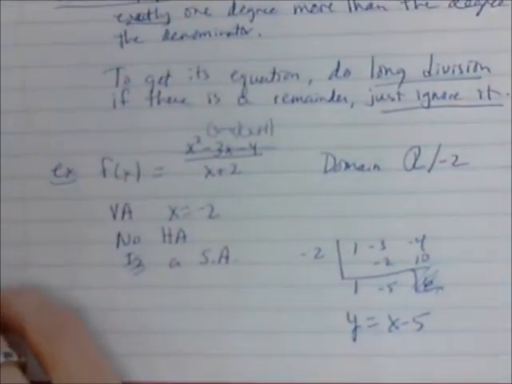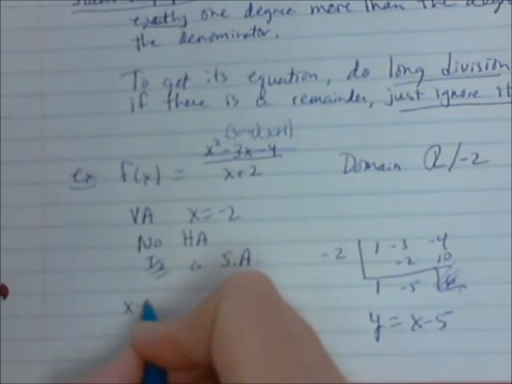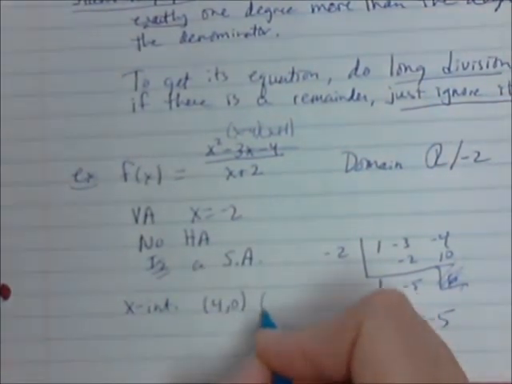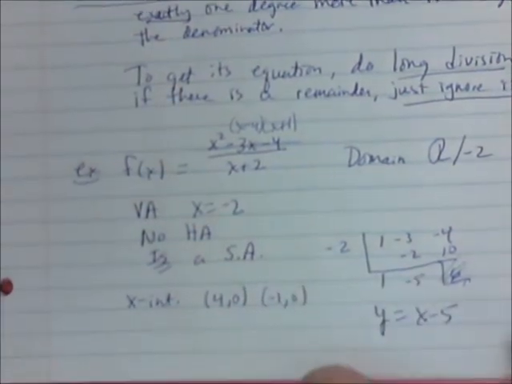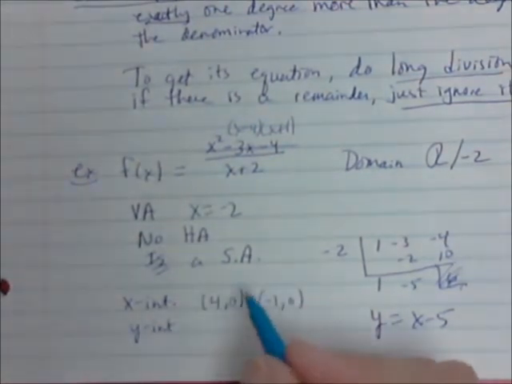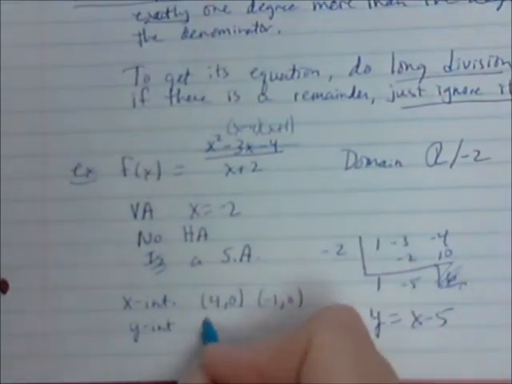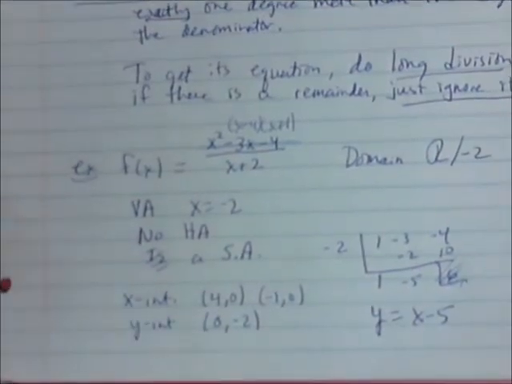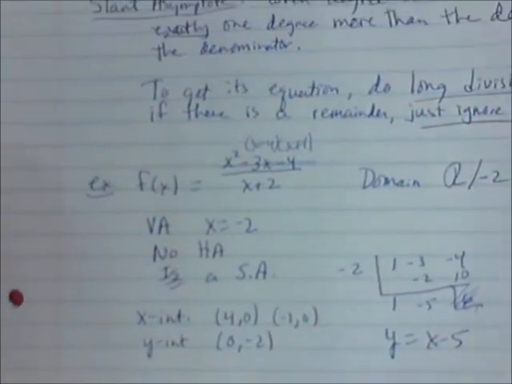Now let's get the x and y intercept. So the x-intercept is when the numerator is equal to 0, so that's (4, 0) and (-1, 0), 2 x-intercepts. The y-intercept, when you let x equal 0, is -4 over 2, which is (0, -2). And now we have enough information to start sketching our graph. If you'd like to pause it for a minute and try to sketch that on your own, that would be great. Otherwise, you can just go ahead and watch me do it.